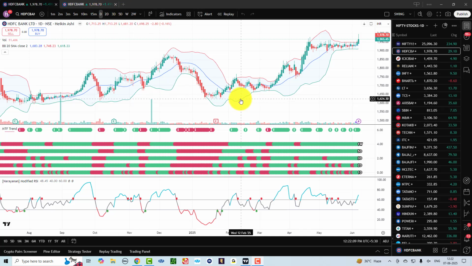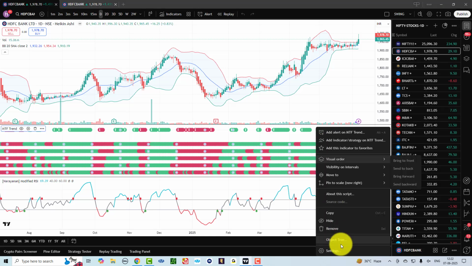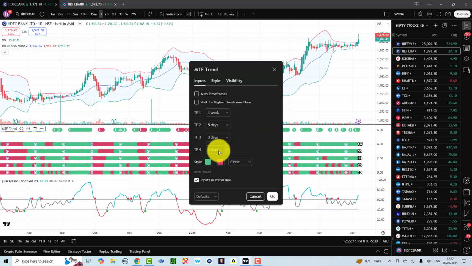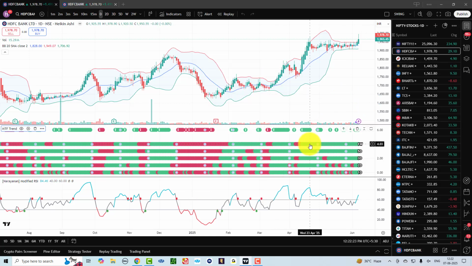This is a one-day chart, and if you go to the MTFT, you can customize the timings there. So the next time frame is 2 days. You can see the 2D here, 3 days, 5 days, and 1 week. So this gives you a trend across all of these 5 time frames.